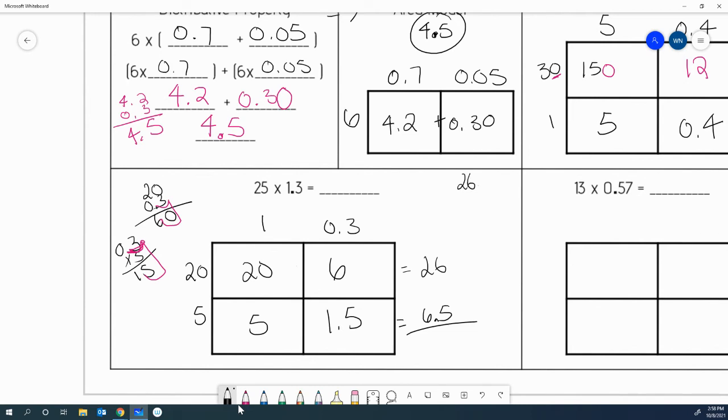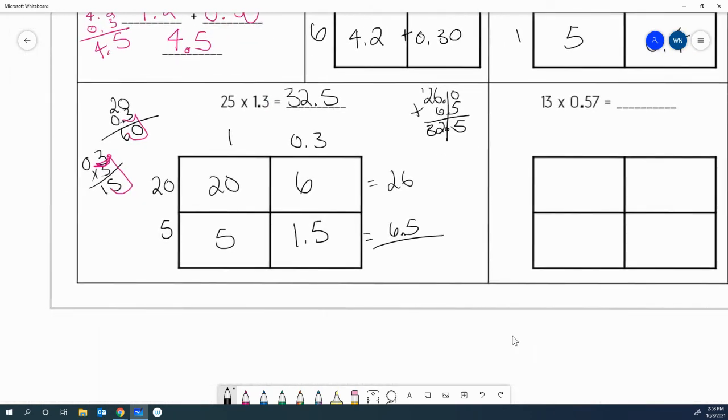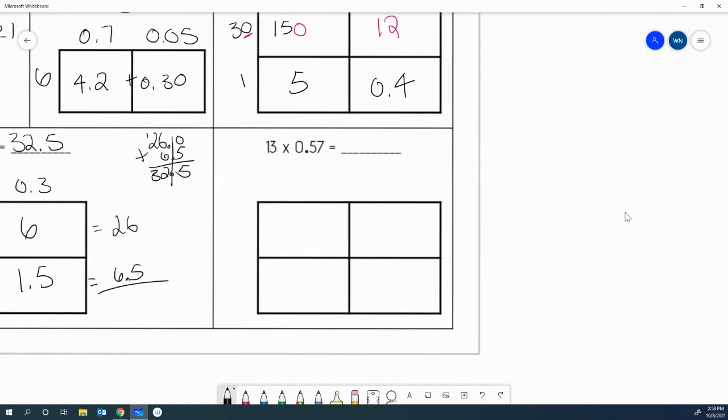So I'm going to stack them up. 26 and 0/10 plus 6 5/10. 6 plus 6 is 12. 2 plus 1 is 3. Bring down that magical decimal line. My answer is 32 and 5/10. I want you to try this next one on your own. We've got 13 times 57/100ths. Go ahead and try this one.